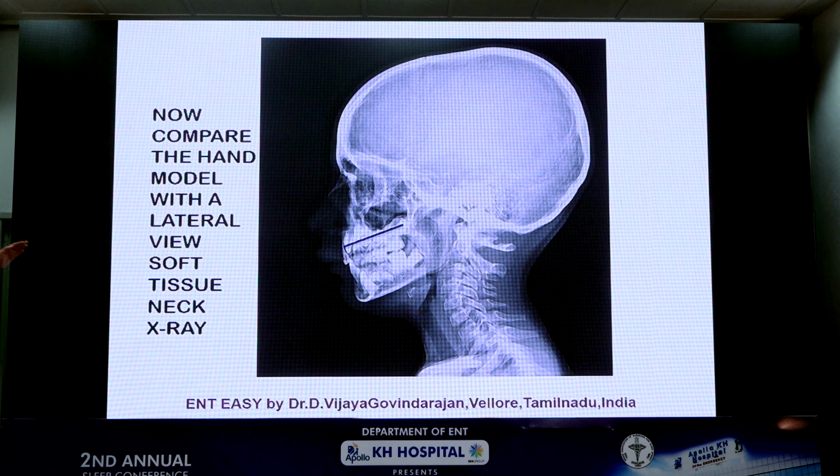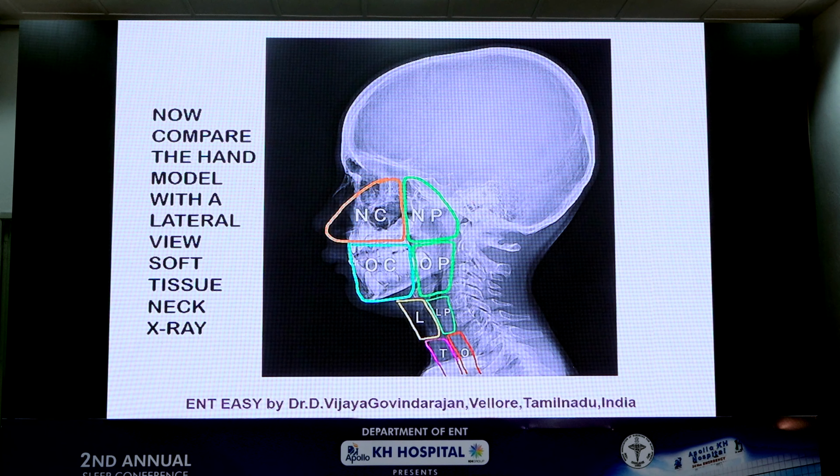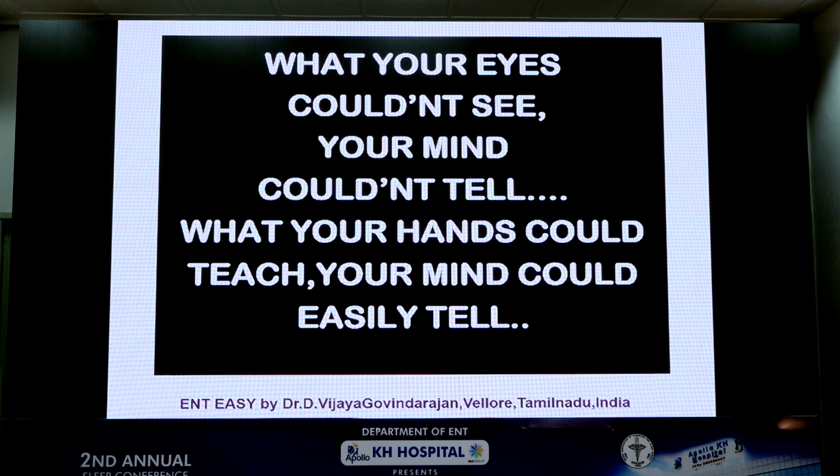First, draw the hard palate. Take a line on the hard palate. Anything above hard palate is nasal cavity, behind that is nasopharynx, below is oral cavity, and all your parts are done with this. You can easily get to read X-rays or even sagittal sections of skull. All the three have been compared for you: sketch diagram, hand model, and lateral view. The understanding becomes better. So what your eyes couldn't see, your mind couldn't tell. What your hands could teach, your mind could definitely tell.